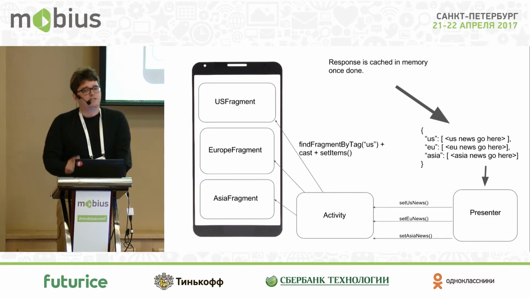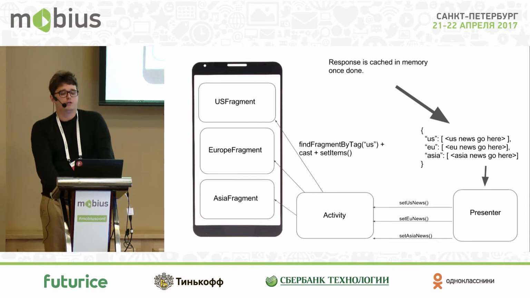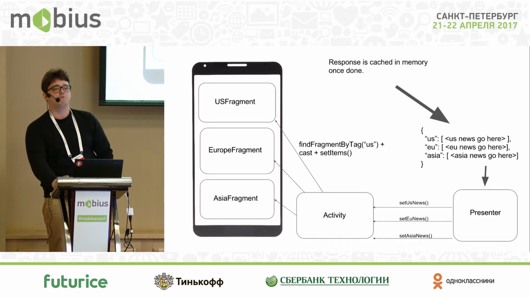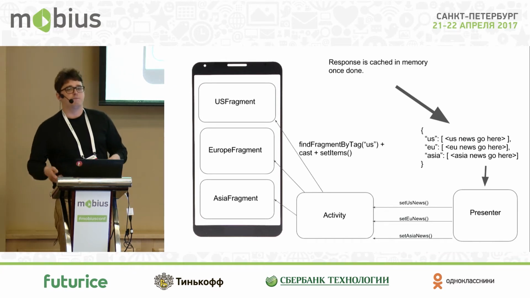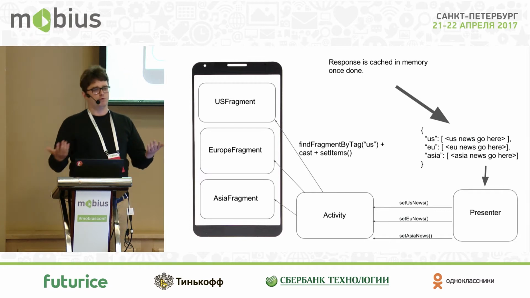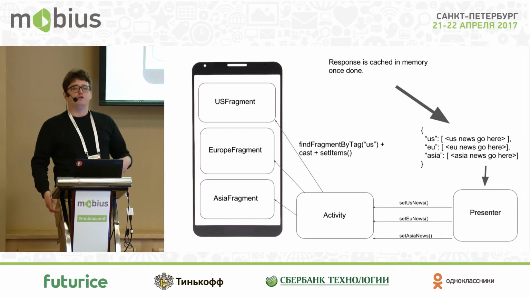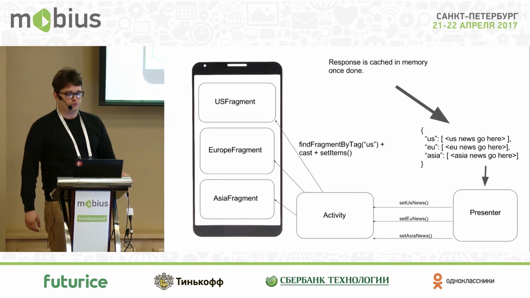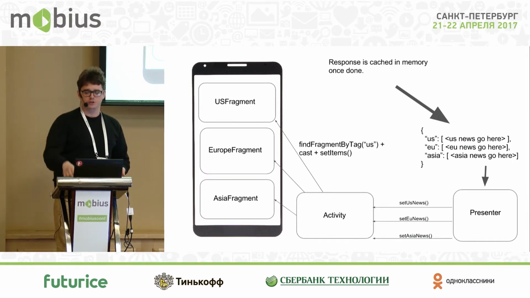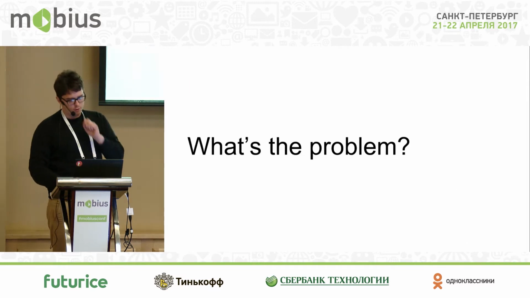And this is actually the important point. Response was cached in memory once done, right? So when you left the application and you entered it again and the process was still in memory, the response was cached. So basically, you didn't need to request for it again. We could display the data to the user straight away. The same for the problem with changing the orientation. So what's the problem?